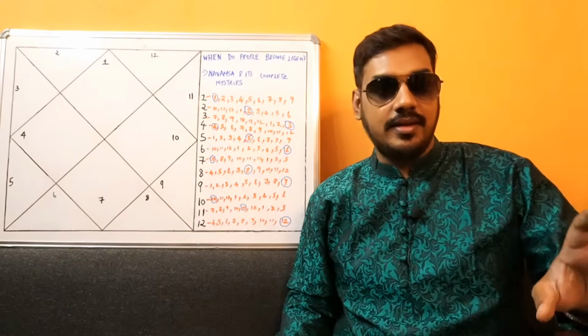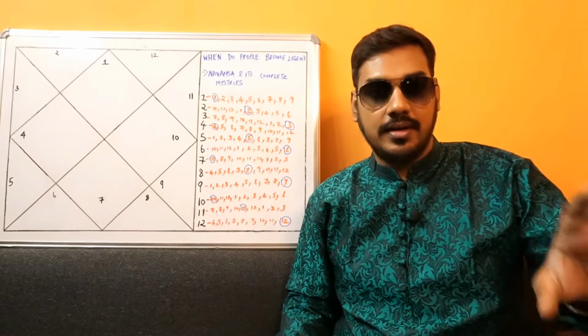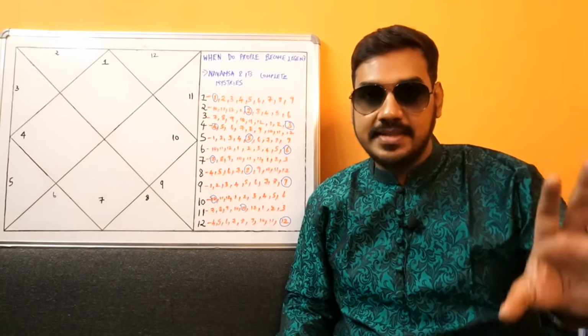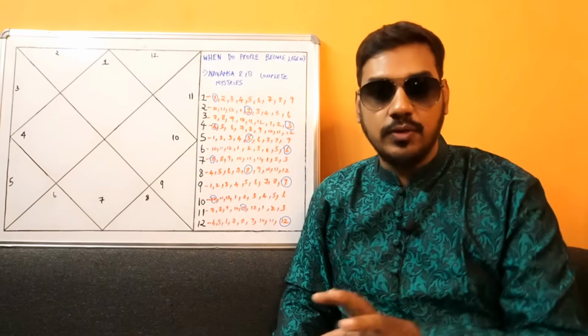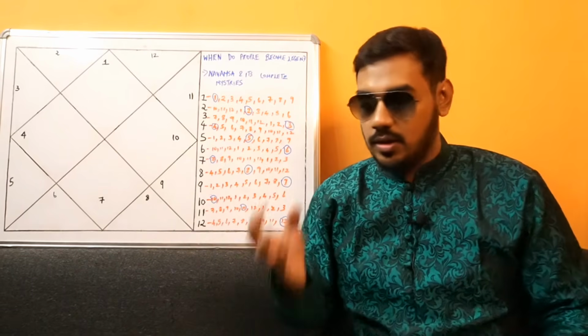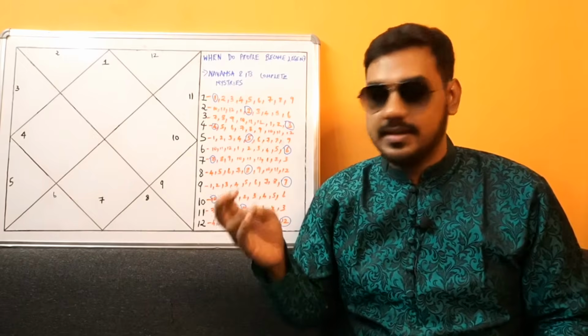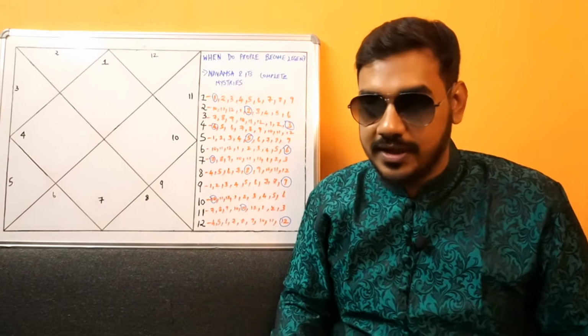Let us say you are a Pisces ascendant and the Virgo sign is falling in your 12th house. 12, 1, 2, 3, 4, 5, 6. Just checking because I am making a video.